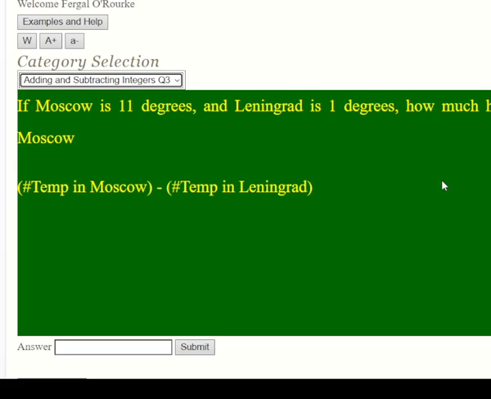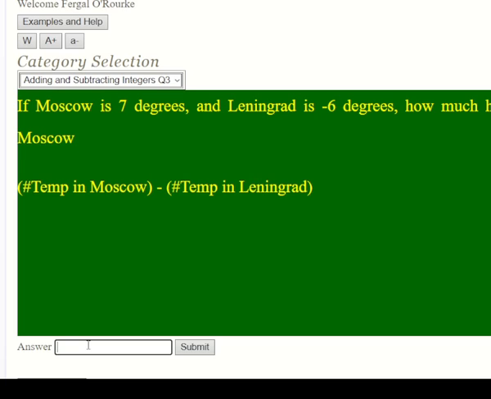In this question, it asks how much hotter is it in Moscow? Without looking at the numbers, we know that's the temperature in Moscow less the temperature in Leningrad. So this 11 subtract 1 is 10. Again, it gives you the formula, so you can just use the formula. Temperature in Moscow, subtract temperature in Leningrad. 11 take away 1 is 10. 21 take away 3 is 18. 7 take away negative 6.